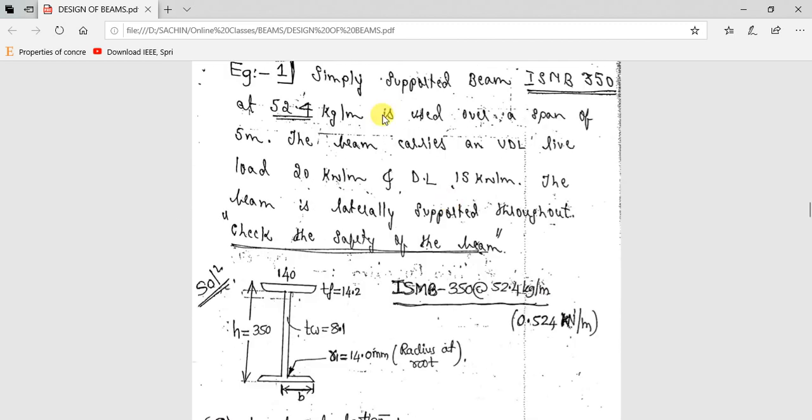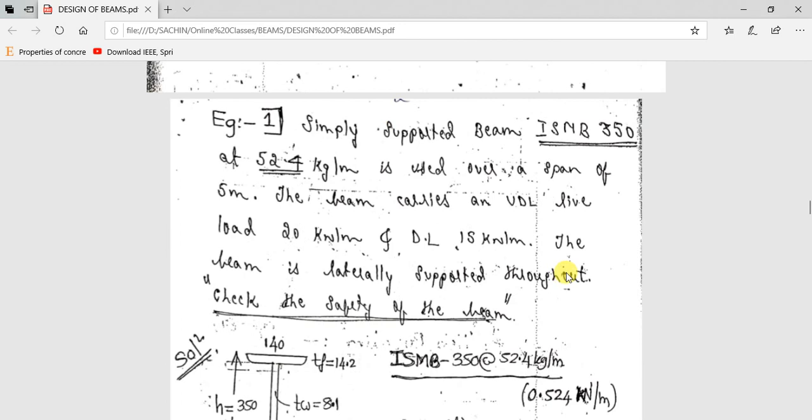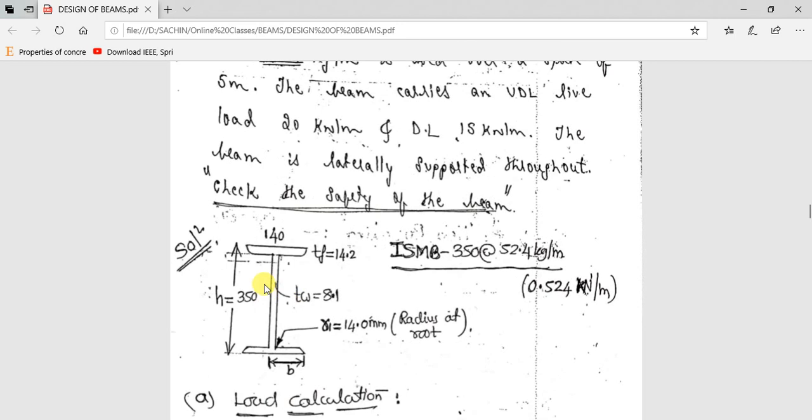Move on to the first problem. A simply supported beam ISMB 350 at 52.4 kg per meter is used over a span of 5 meters. The beam carries a UDL live load of 20 kN per meter and a dead load of 15 kN per meter. The beam is laterally supported throughout, and you have to check for the safety of the beam.